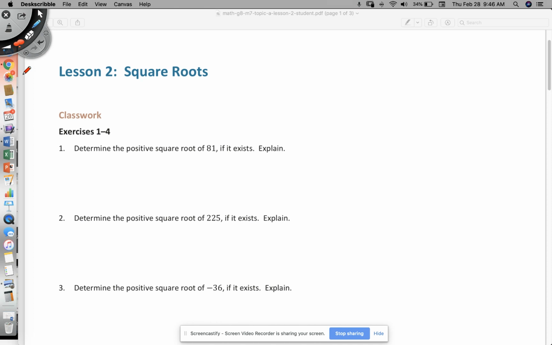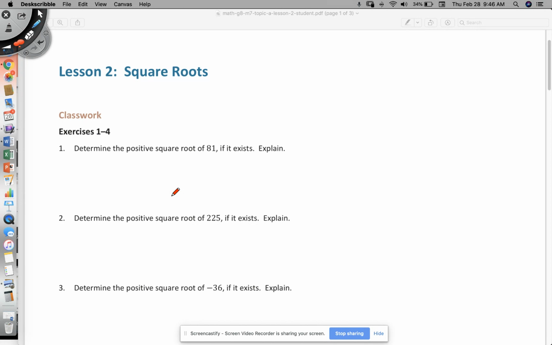This is 8th grade, Module 7, Lesson 2 on square roots. So we're going to determine the positive square root of each of these. Now, when you take a square root, you actually have two possible answers. You have the positive answer and you also have the negative answer.